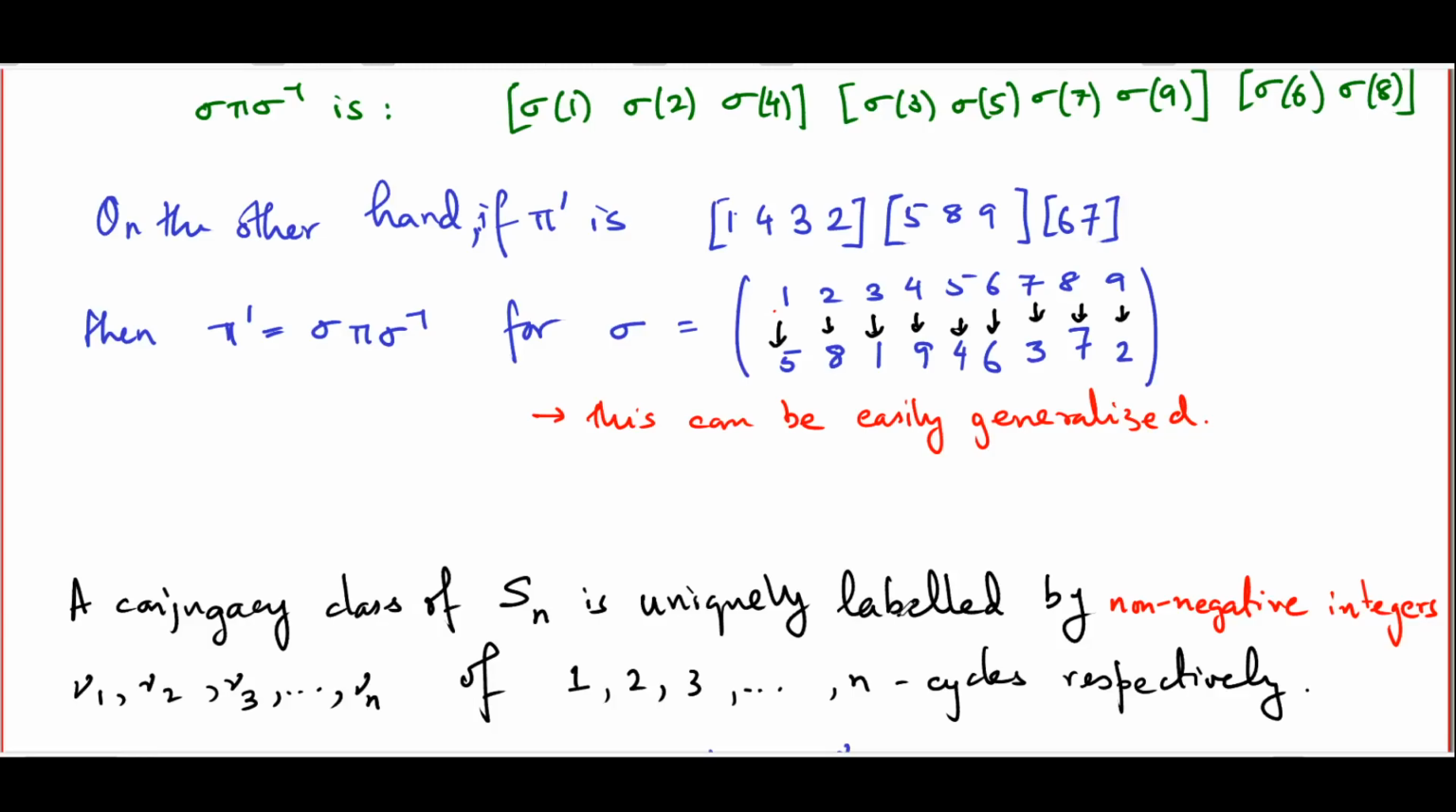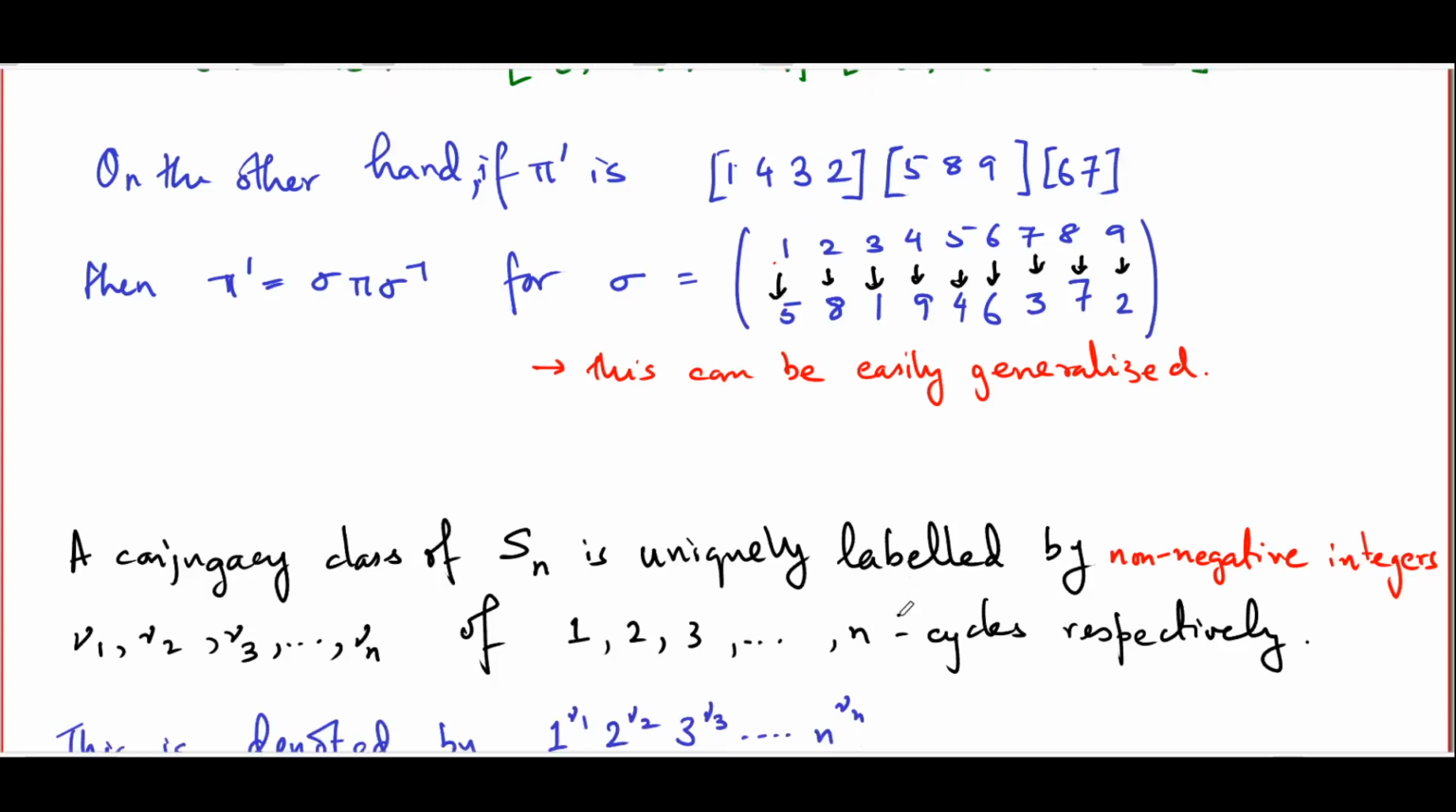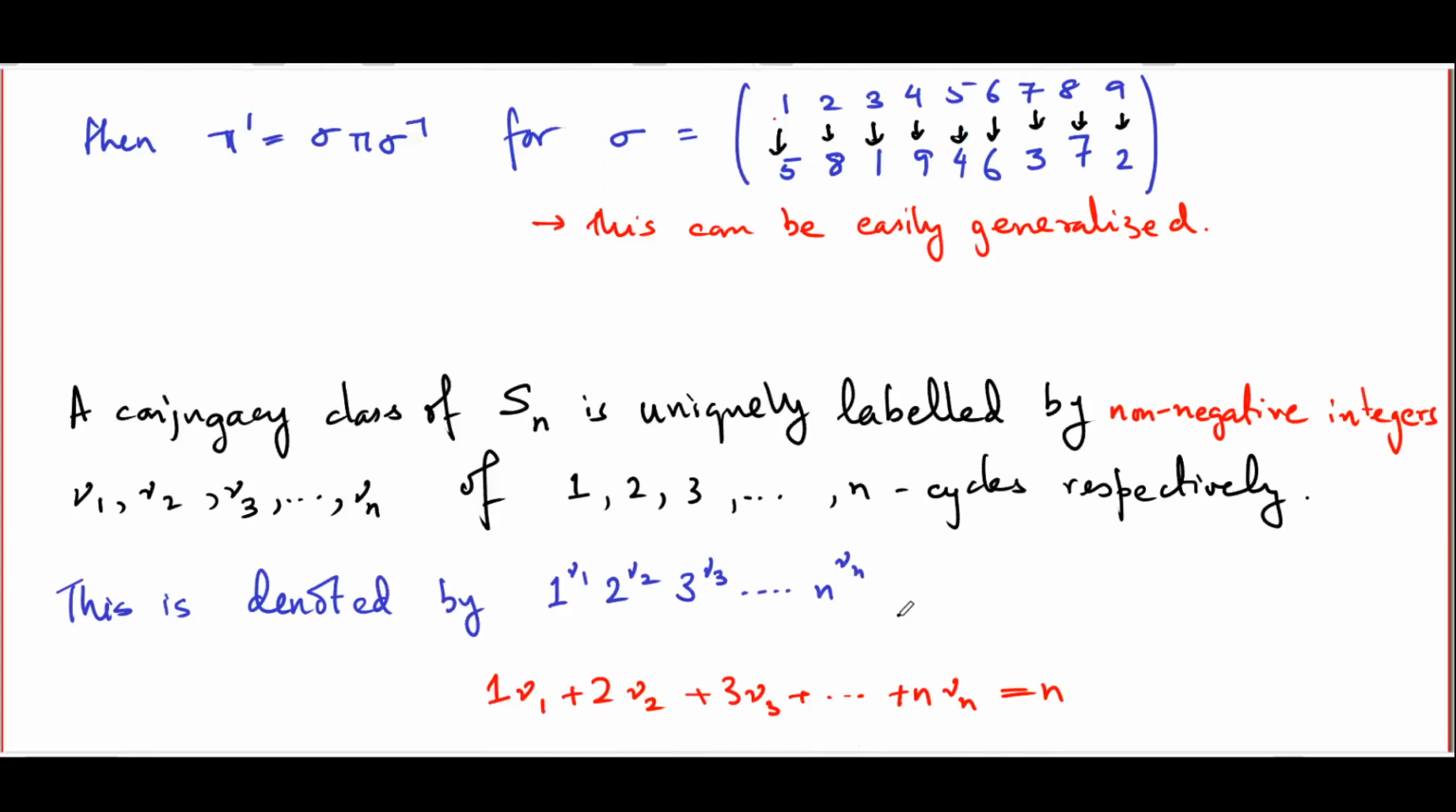Of course, since you have only n objects which are being permuted, you must have a constraint here. This particular conjugacy class, which is denoted by 1 to the nu1, 2 to the nu2, 3 to the nu3, all the way up to n to the nu(n), and of course if some of the nu's are 0, then you may not write them at all, must obey this particular constraint. If you have nu1 1 cycles, the total number of elements in those 1 cycles is of course 1 times nu1. The nu2 2 cycles have a total of 2 nu2 elements in them. The nu3 3 cycles, a total of 3 nu3, and the nu(n) n cycles have n times nu(n).